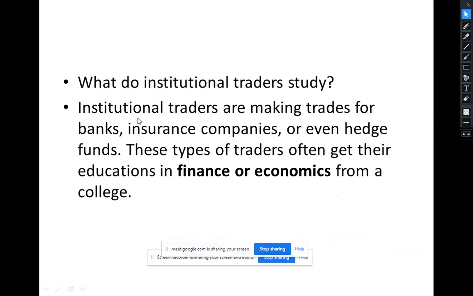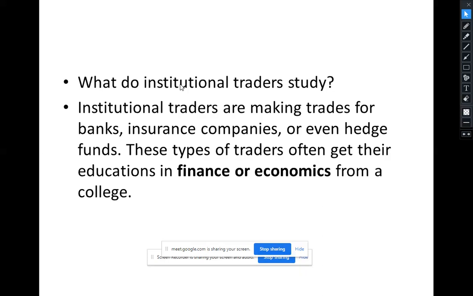Now, what do institutional traders study? Institutional traders are making trades for banks, insurance companies, or even hedge funds. These types of traders often get their education in finance or economics from a college. So someone cannot just think of being an institutional trader today. You have to pass through some process to become an institutional trader.